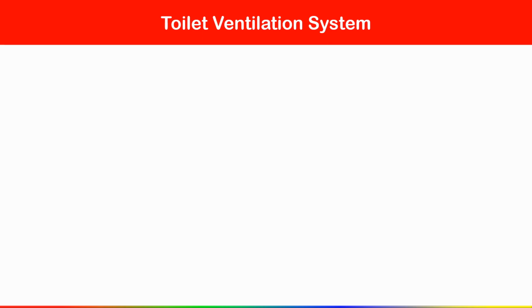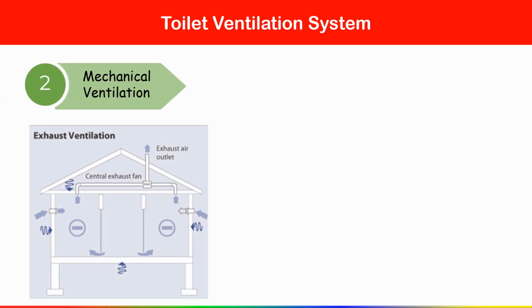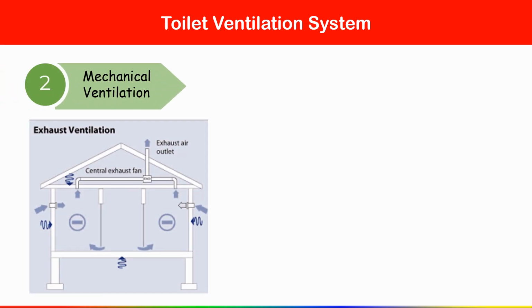So we have discussed natural ventilation system. Now the second ventilation system is what? Mechanical ventilation system. Okay. So what is mechanical ventilation system? Generally you can see in this image what happened. Here suppose if you are doing the duct work in your toilet and you want to extract the bad odor from the toilet, so what happened?